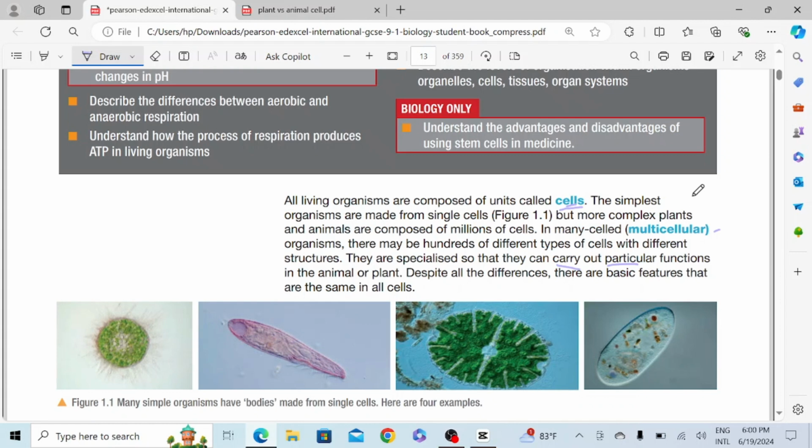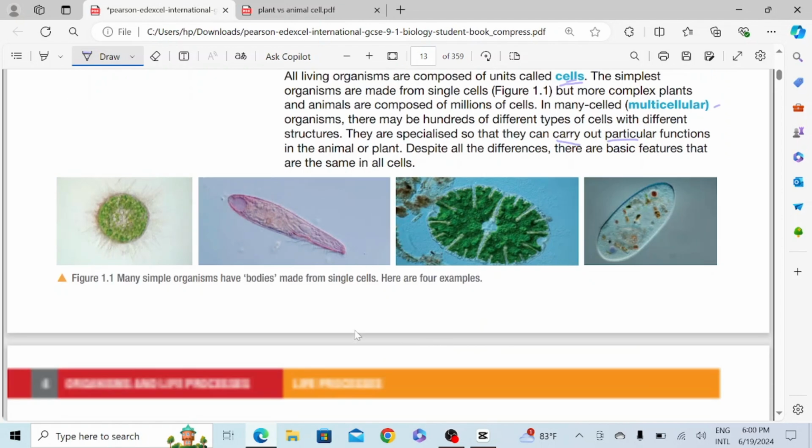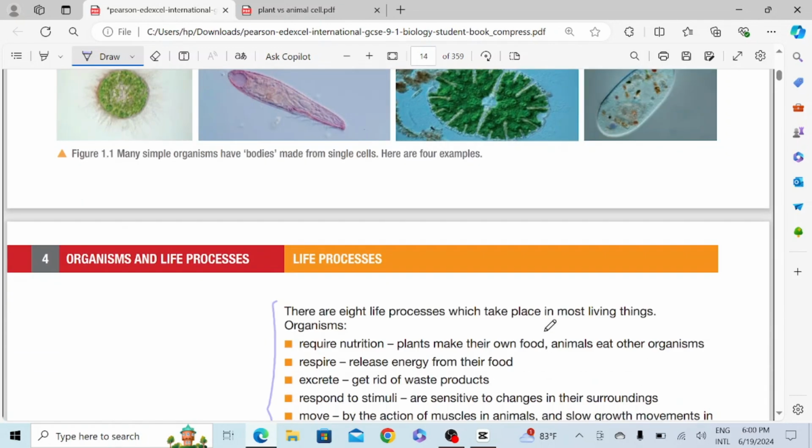All living organisms are made of cells, and multicellular organisms are basically the organisms that have more than one cell. We have multiple cells, a lot of cells in our body, so we are multicellular organisms. So we have some pictures of single-celled bodies here. We can see here amoeba is an example which consists of only one cell.